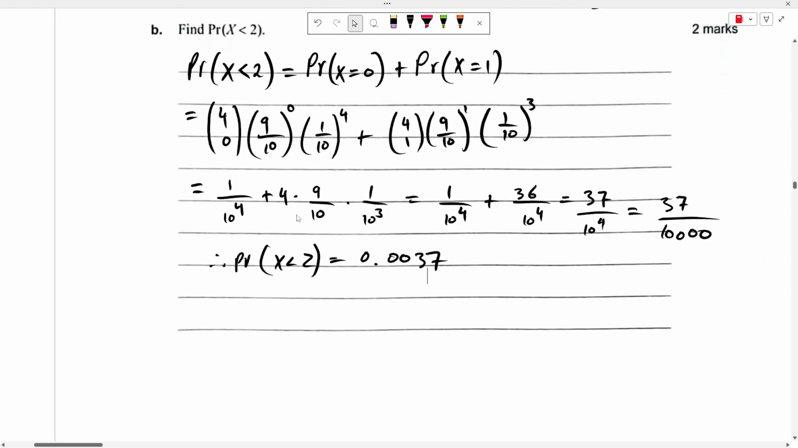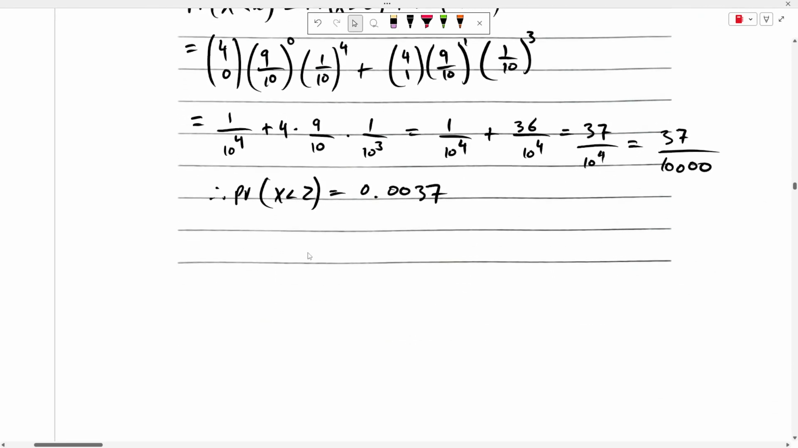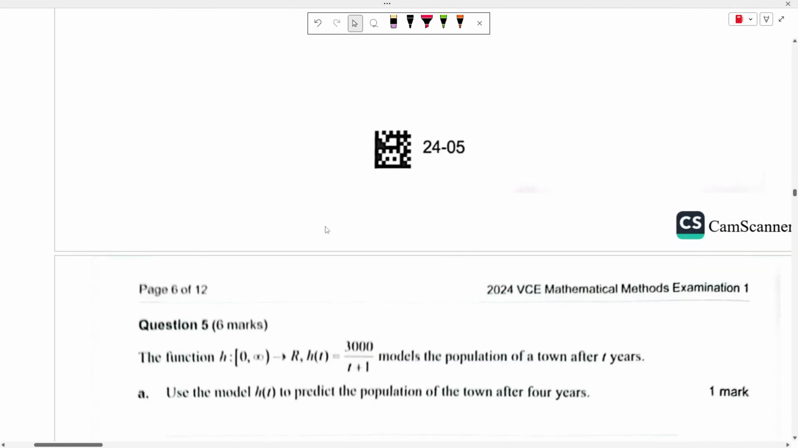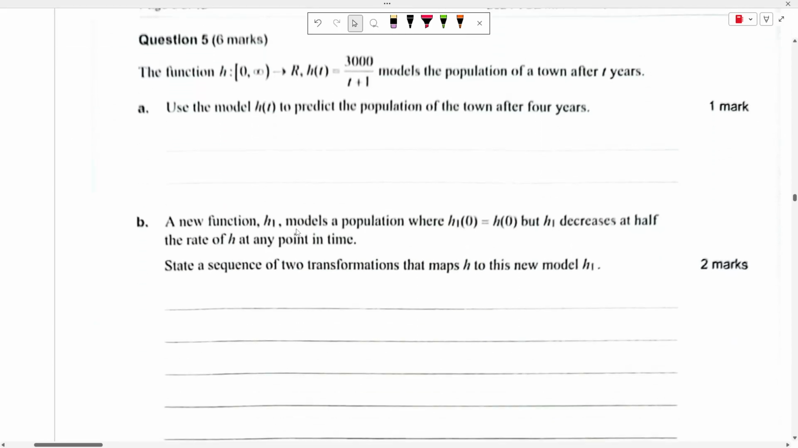So yeah, there we go. Right, that's what it's going to be. I've put it in decimal form just to make it a little bit easier on the eyes, but that's going to be our answer. Okay, this question was scanned a little bit blurry. Sorry about that.